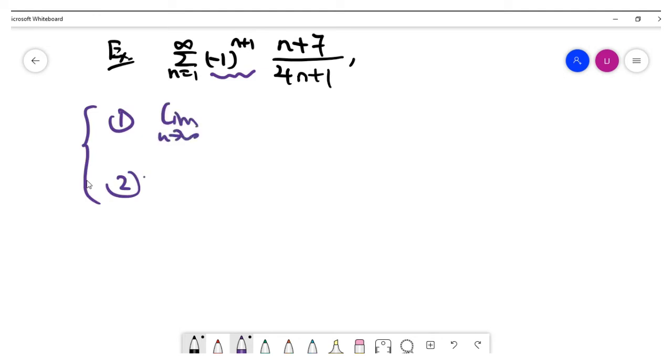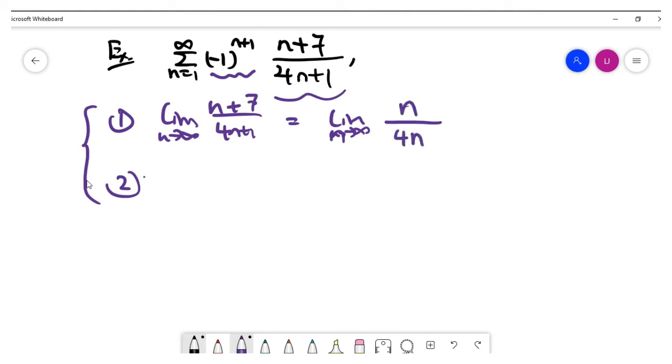The first condition is about taking the limit of the term we have here. Because it is a rational function in n, whenever n goes to infinity for such things, we can just look at the dominating term with the highest power. So this limit as n goes to infinity of n divided by 4n is clear. The answer after cancelling the common factor n is 1 over 4, right? Which is non-zero.